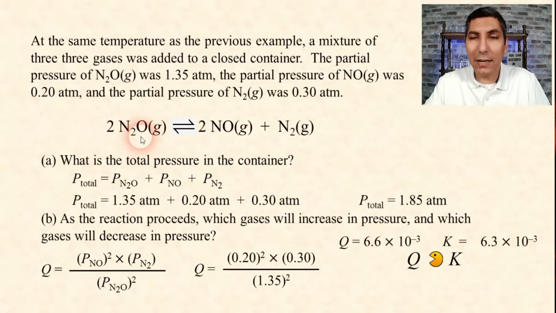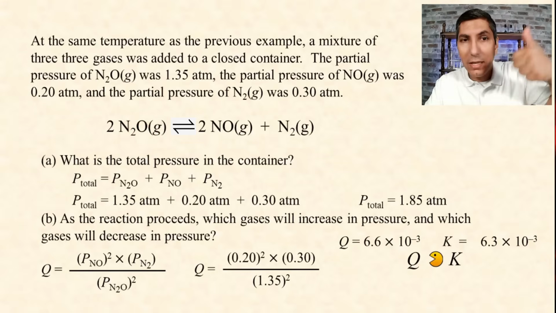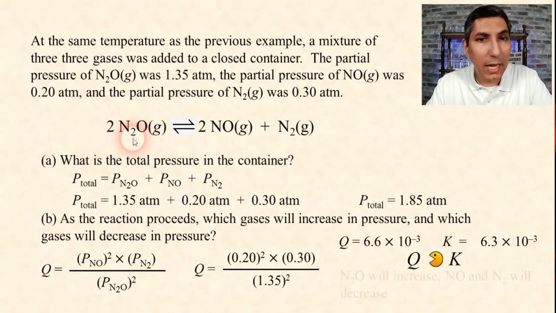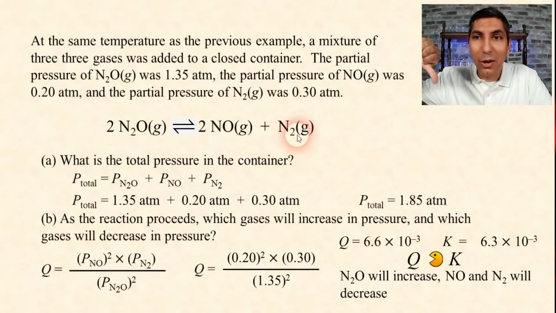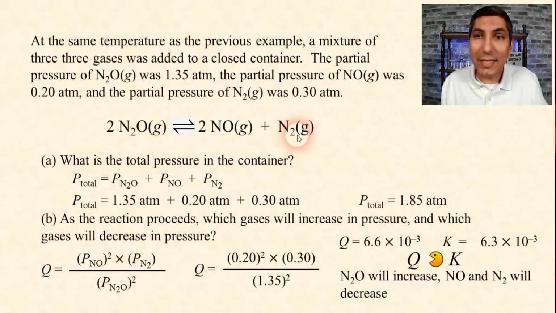So that means the reactant side is going to predominate. It's going to increase. So I would expect that the N2O is going to go up, and it's going to do that at the expense of the other side, which is NO and N2. So the NO and the N2 are going to go down. Okay, so that's how you would solve these Q versus K problems.